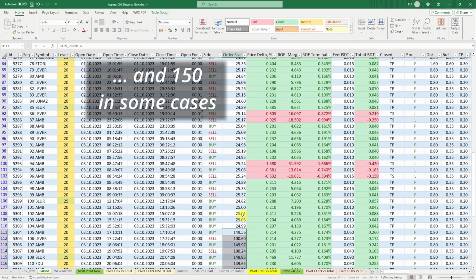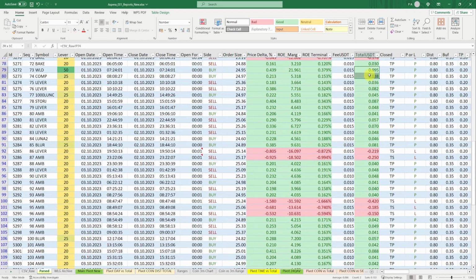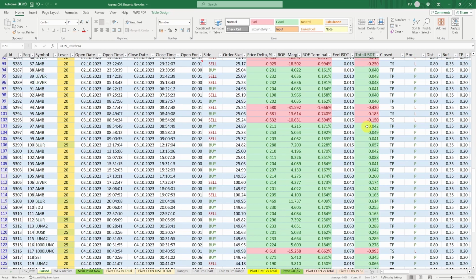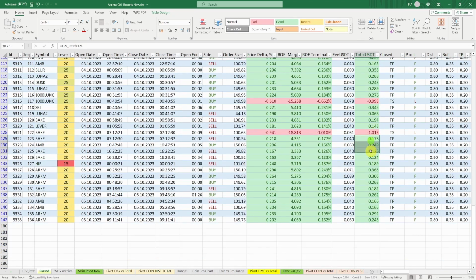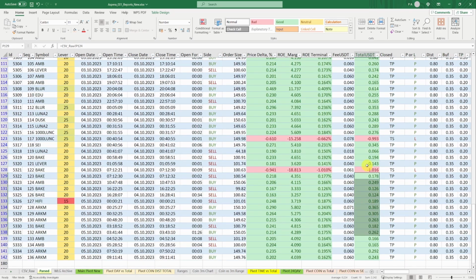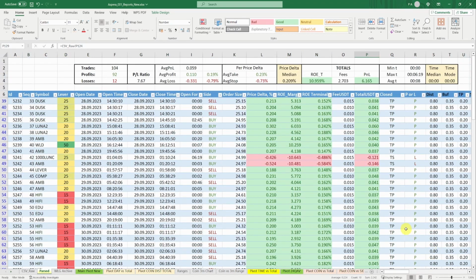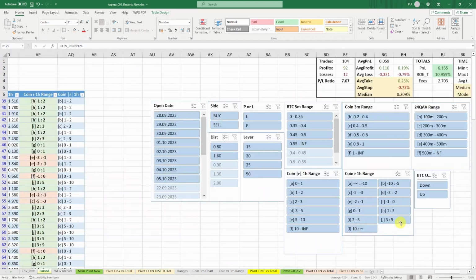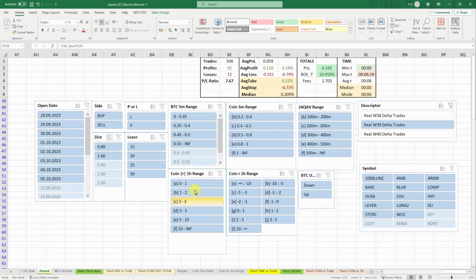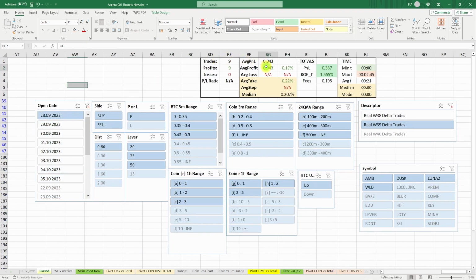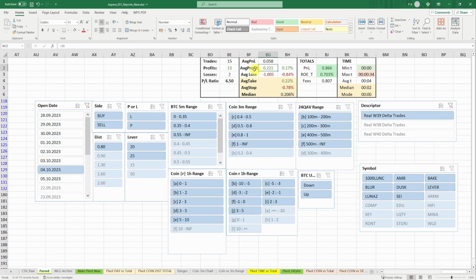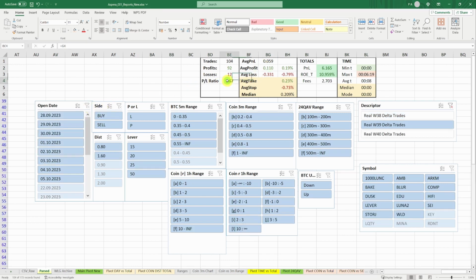Hence, in absolute terms, the average profit has increased from 4 or 5 cents per trade to around 20 cents per trade. If I were to isolate the days with lower order sizes, you'll see exactly what I'm talking about. Here it is around 4 cents, and here the average profit is over 20. The profit-to-loss ratio is the same, at around 7.5, which is pretty good, I would say.